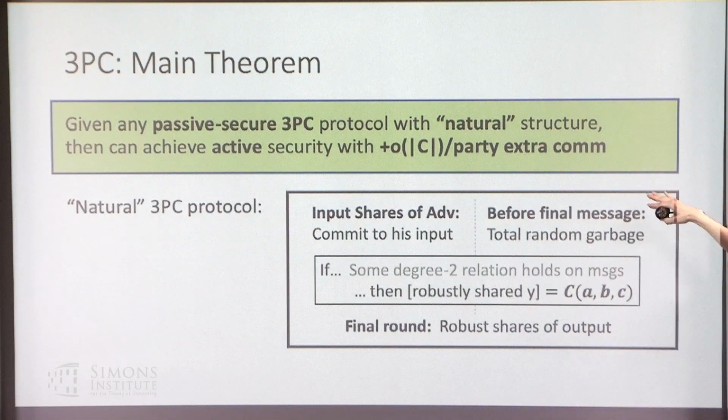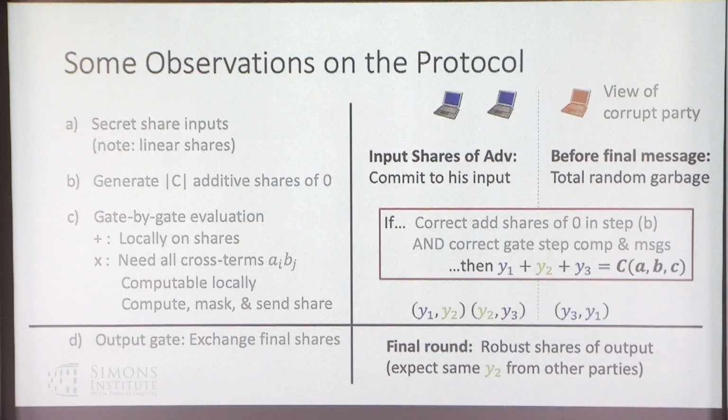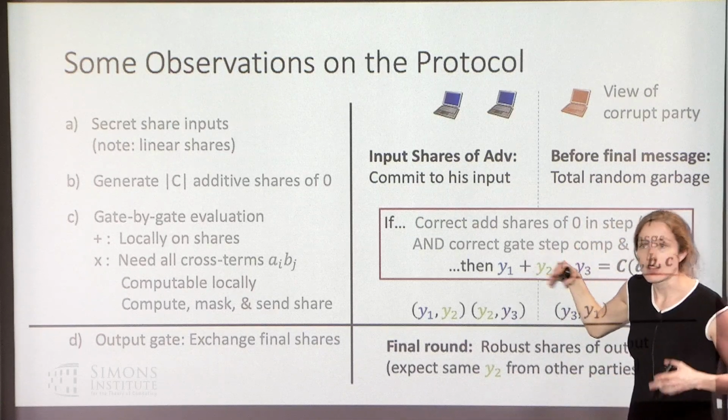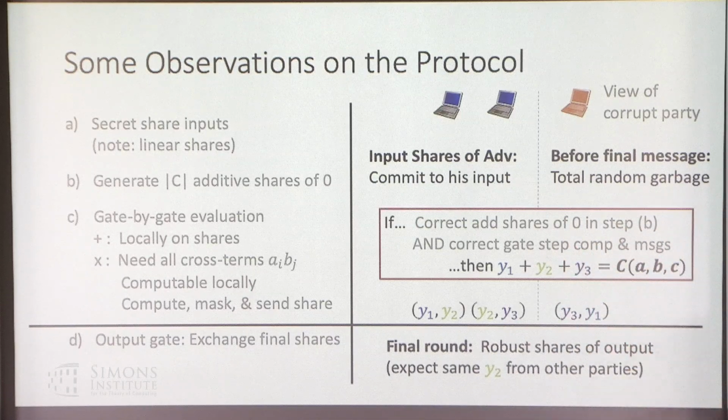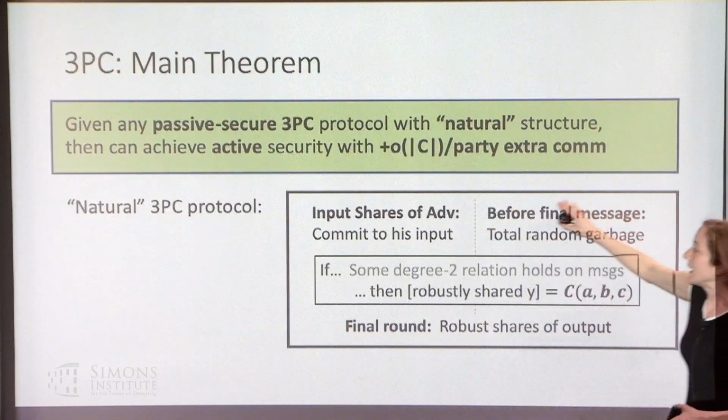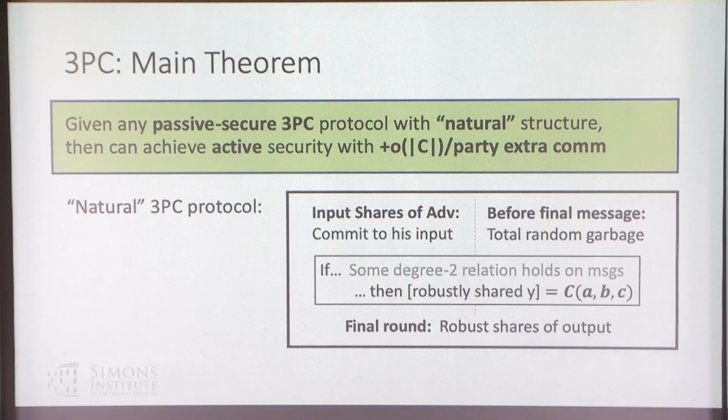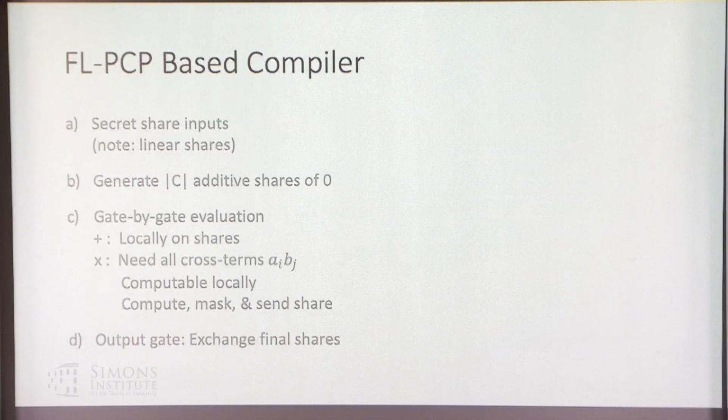If you have any protocol, and in fact this is a very common structure, a lot of protocols, if you look around in the literature, do have this sort of form. If you have this package of properties, then our compiler will apply to you. Okay, so to give you a little bit of intuition, I'm actually not going to dive into very much detail, but why is this going to be useful? Actually, let me go for it.